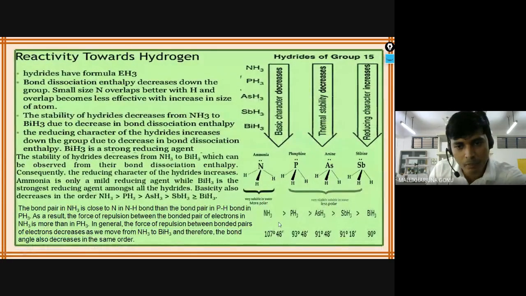So these are the bond angles. NH3 is 107 degrees 48 minutes, then 93 degrees 48 minutes. This is how we pronounce it. And 91 degrees, 90 degrees. That's how it keeps decreasing.